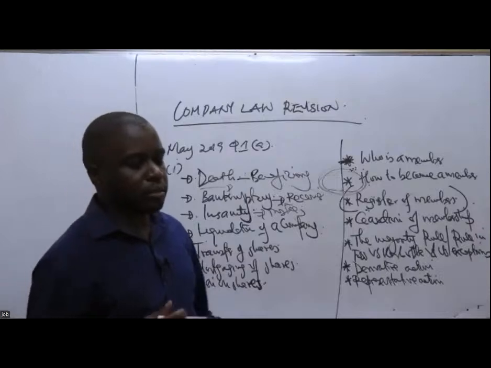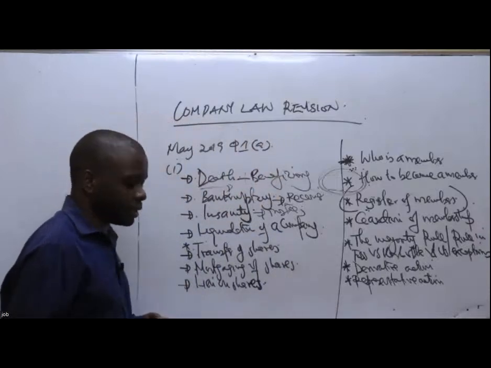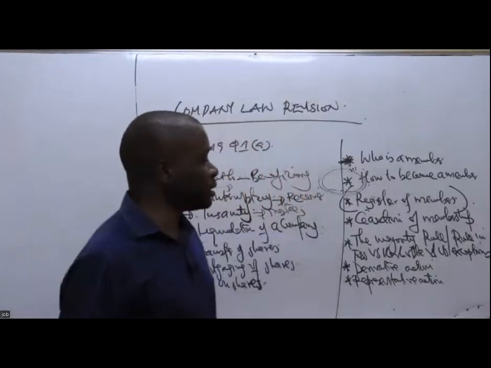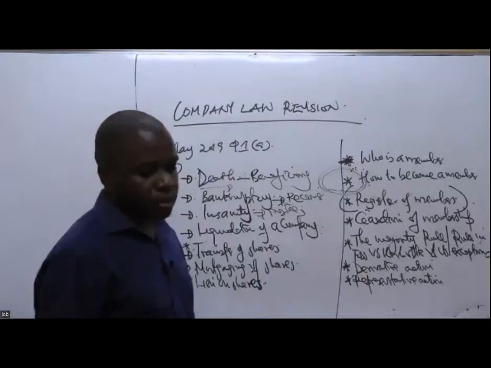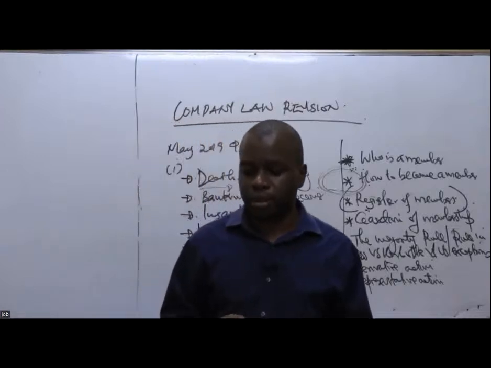So we've said number one, allotment of shares. Number two, transmission of shares. Number three, transfer of shares. Number four, by subscribing to the memorandum of association on the formation of the company. In that case, it simply means you agree to be one of the founding members of the company.